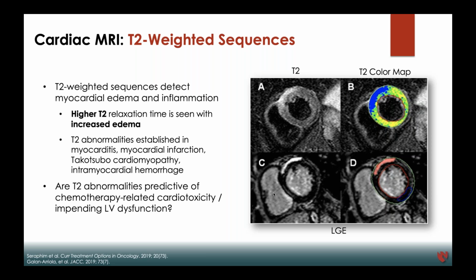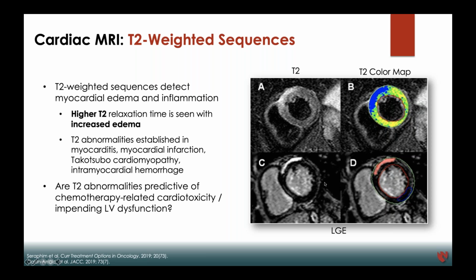So let's move on to T2 weighted sequences. Think of T2 times as representative of the presence of edema or inflammation. When we see a higher T2 relaxation time, like here in the T2 color map, this blue area representing high T2 relaxation times, that's representative of edema. And then our T2 SIR image, which we can qualitatively evaluate for the presence of inflammation or edema, you can see the signal hyperintensity in the anterior septum extending into the anterior wall here. And that's representative of edema.